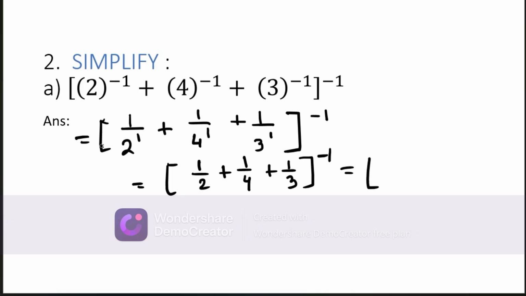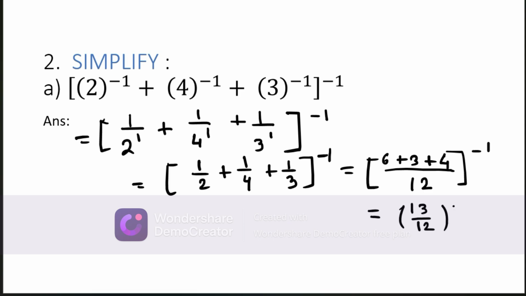Now what is the LCM of 2, 4 and 3? LCM of the denominators, that is 12. So 12 by 2, 6, 6 into 1, 6, plus 12 by 4, that is 3, 3 into 1, 3. Now 12 by 3, that is 4, so 4 into 1, 4. Now 6 plus 4, 10, plus 3, 13 by 12. 13 by 12 whole to the power minus 1.